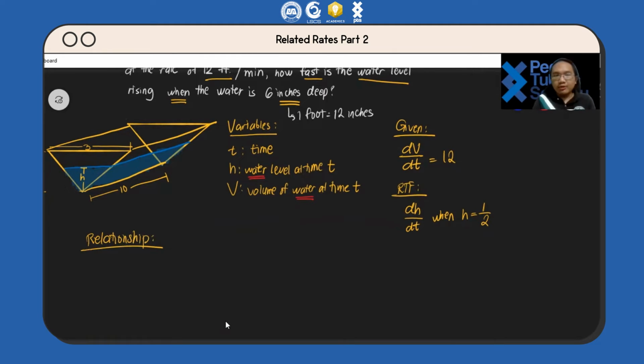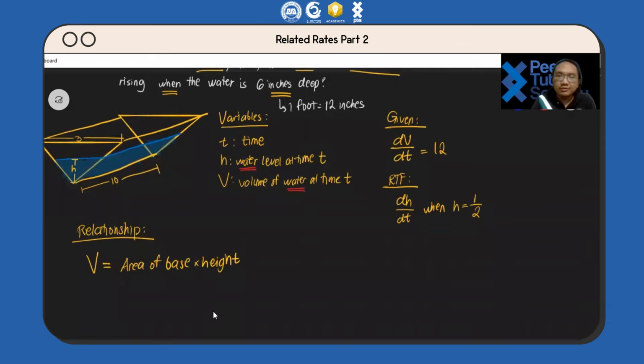Now, the volume of the water at time t, this blue thing over here, is a triangular prism. It's a Toblerone. So the volume of a triangular prism, or of any prism for that matter, is the area of the base times the height. I encourage our viewers to try to think about why this is the case.